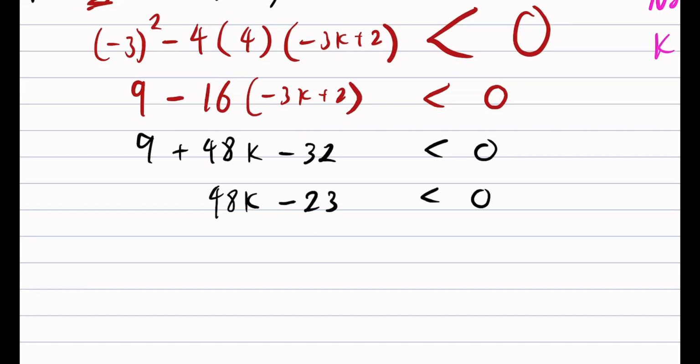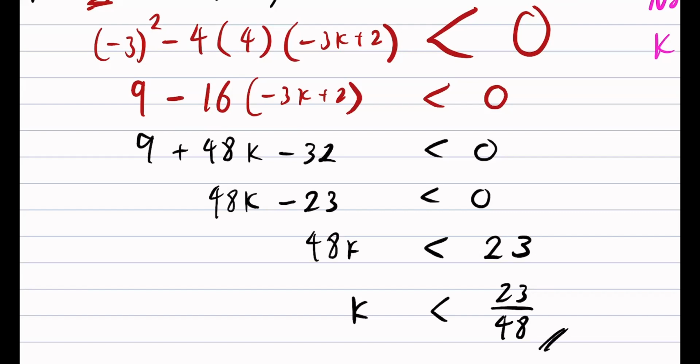So 48k less than minus 23, bring over positive 23. How to solve for k? Divide by 48 both sides. Yes, exactly. That's it. Done. Easy? Okay. Yeah, that's part 1.